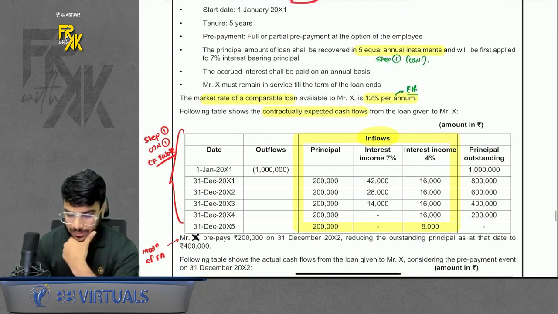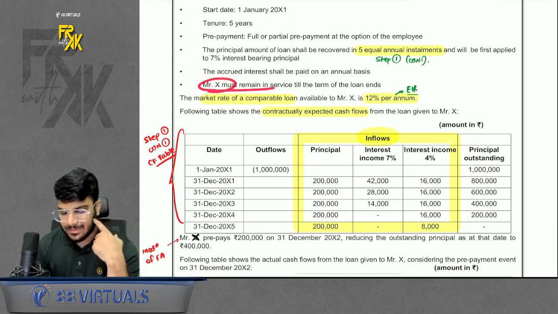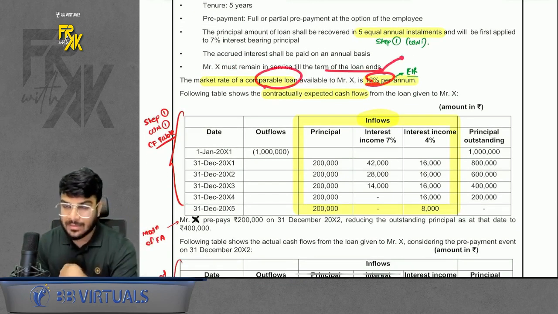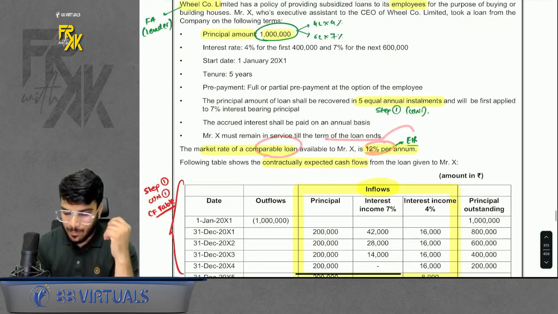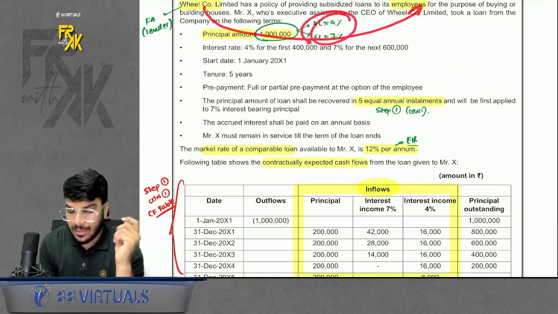Anyways, chalo. Then interest accrues on annual basis. X remains in service to the lender. Okay. Comparable loan 12%, that is the EIR. Why are the EIR and coupon different? Because a relationship is there. Because you are giving a loan to an employee, you are charging him less coupon, but the market rate may be different.